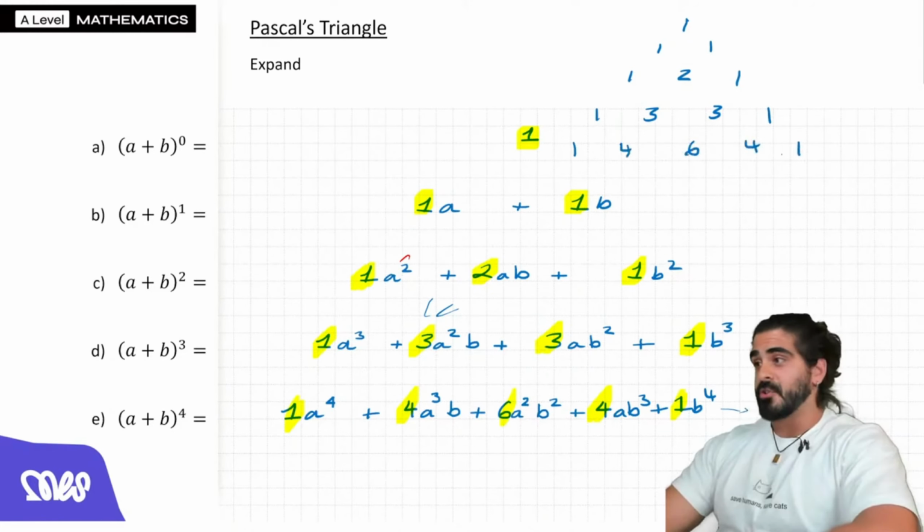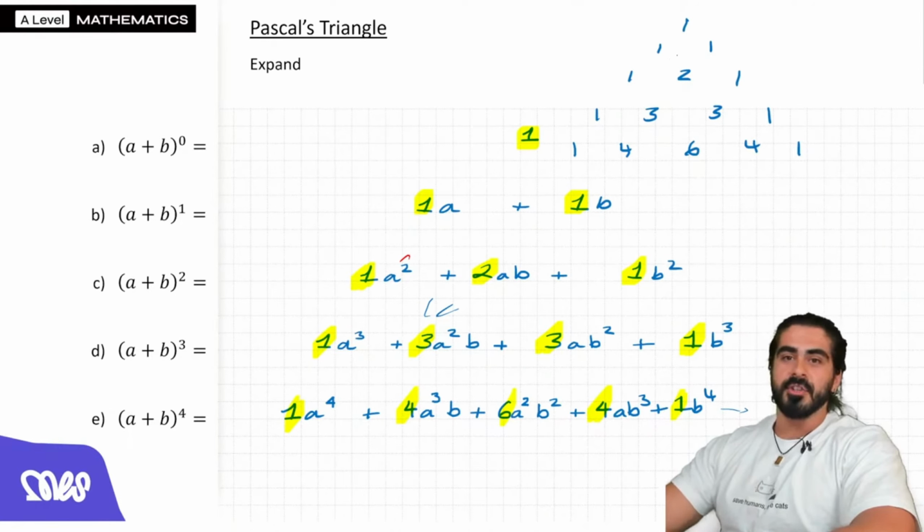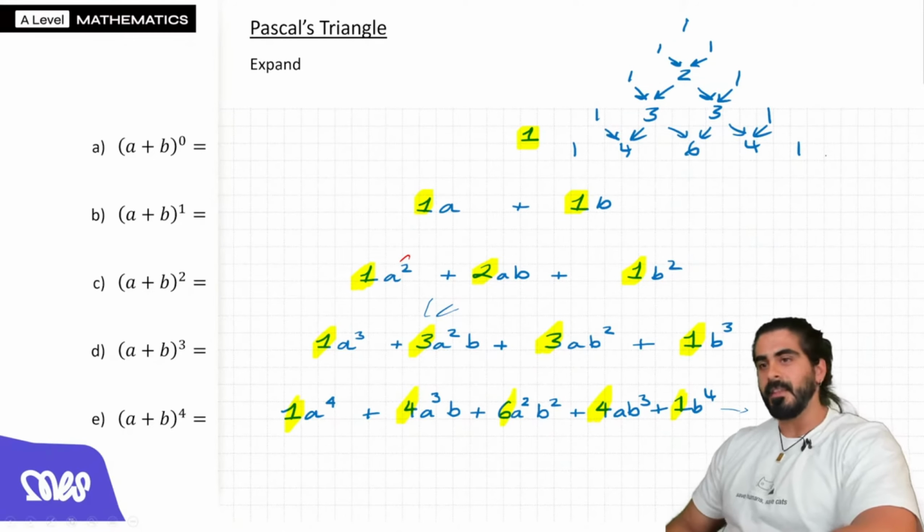Now, the way Pascal's triangle works is you take the top 2 numbers and you add them to make the bottom number. So 1, 2, 3, 1, 3, 4, 3 plus 3 is 6, 3 plus 1 is 4.